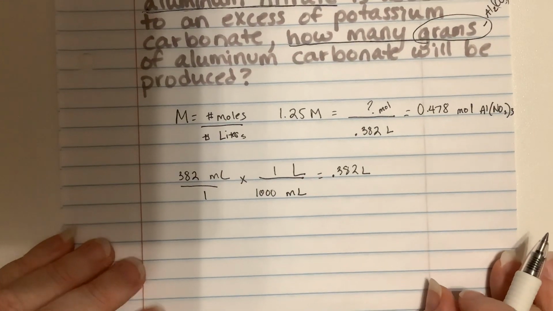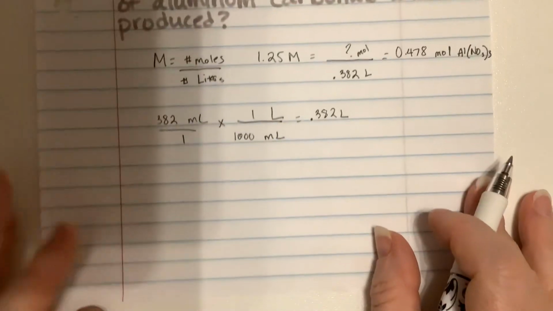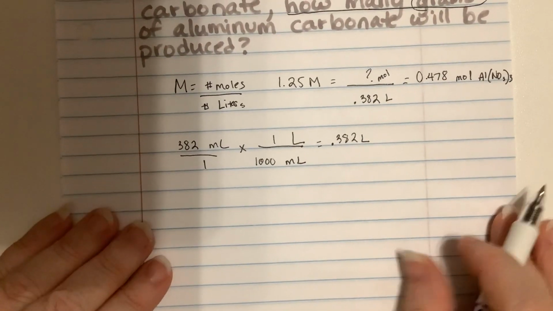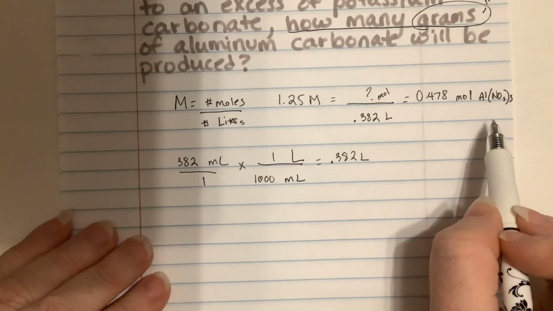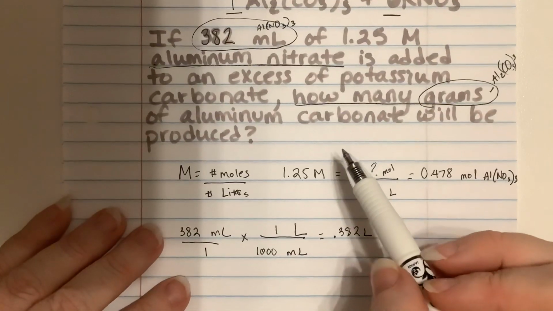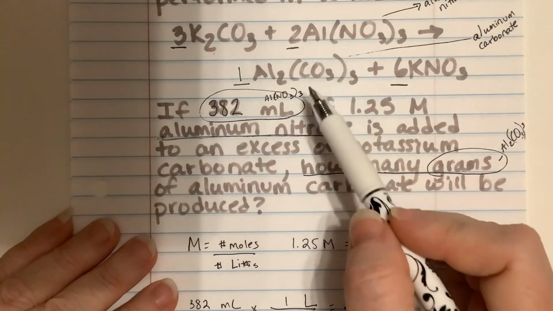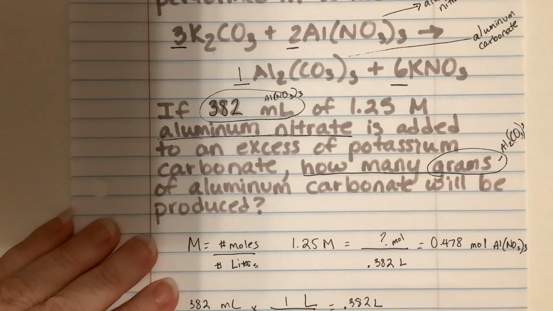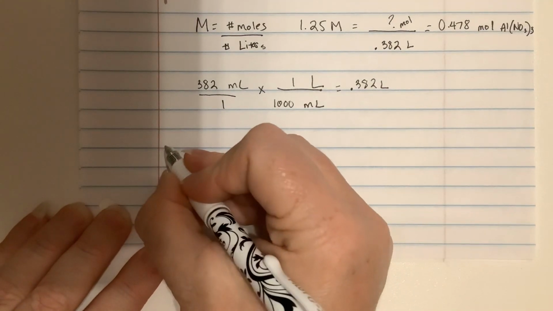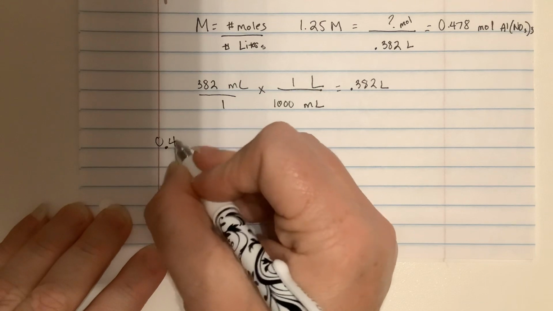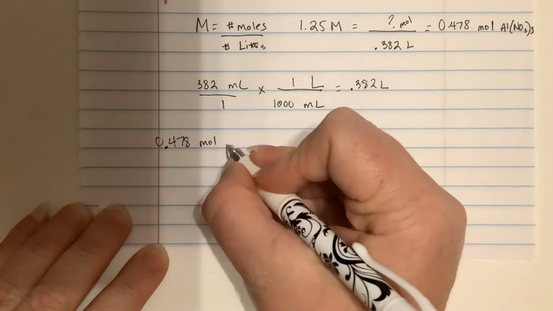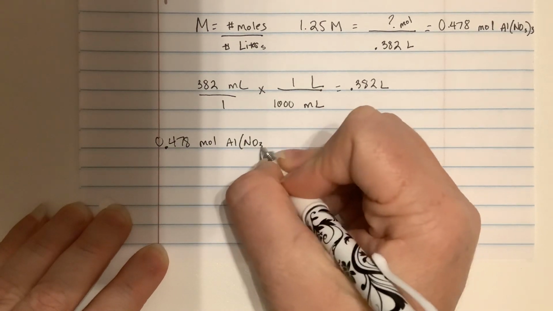Okay, now that we have moles, last time, if you remember, when we knew the moles of one thing and we wanted to know the moles of another thing, we had to look up here and look at the coefficients and create a stoichiometry problem where we set up a ratio. All right, so let's start off by just writing, we have 0.478 moles. Oh my goodness, this is so long. There we go.